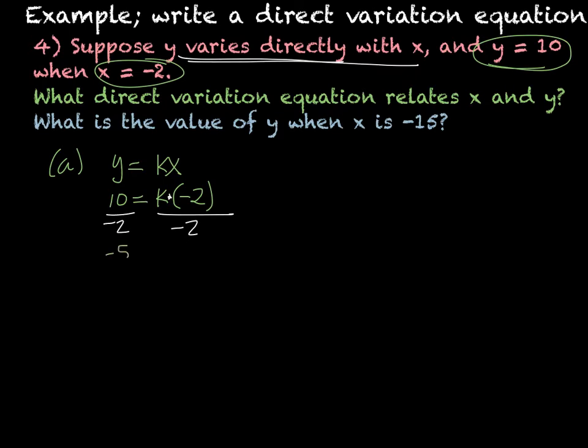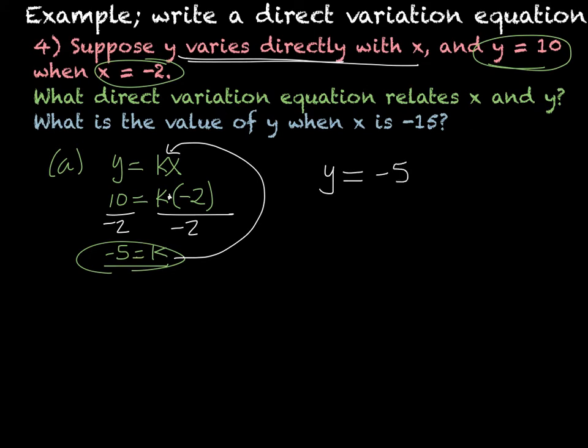So negative 5 equals k. And then we have to put my k in. So y equals negative 5, because that is my k, times x. So this is your direct variation equation.